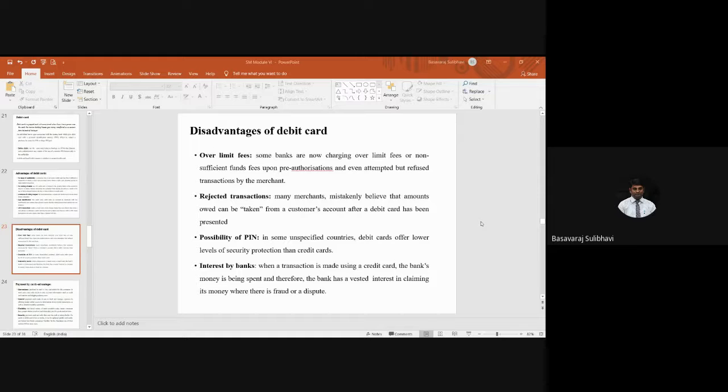Then there are certain disadvantages of the debit cards. One is over limit fees. When we talk about these over limit fees, some banks are now charging over limit fees, or say non-sufficient fund fees upon pre-authentication, and even for an attempted but refused transaction by the merchant. Before, a debit card could be used several times in a day or per month. Now it is not like that. Some limited transactions are given for the card holders.